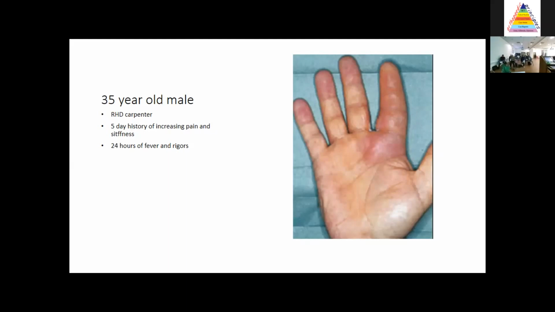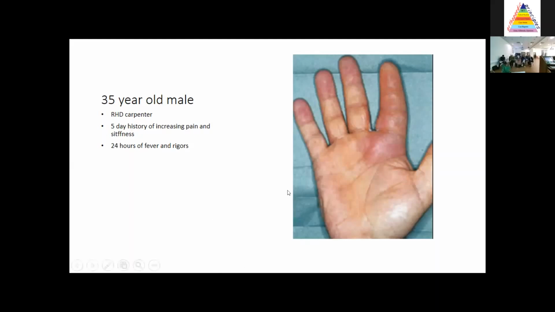Okay, next case, Sahil. This is a 35-year-old right-handed male, works as a carpenter, got a splinter stuck in his finger 5 days ago, and now presents with a 24-hour history of worsening pain and is also clinically unwell. So this is a clinical photograph of the palmar aspect of the right hand. There is a discoloration over the second MCPJ, as well as discoloration of the tip of the middle and ring fingers.